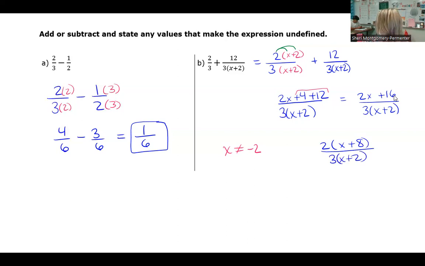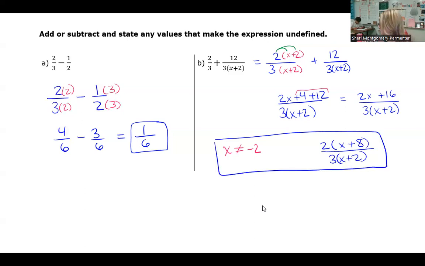Is there anything on the top that can reduce with the bottom? I have an x plus 2 on the bottom, but I don't see an x plus 2 on the top. So there are no factors that match up. 2 and 3 are not the same. So I am done. So what if I plugged in -2 here? What's -2 plus 2? Okay, what's 0 times 3? And you can't divide by 0.